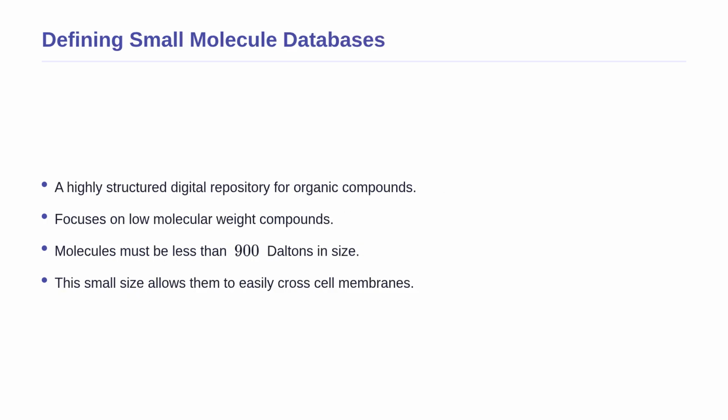Now that we understand the lock and key analogy, let us define what these digital hardware stores actually are. In computational biology, a small molecule database is a highly structured digital repository. It stores comprehensive information about low molecular weight organic compounds. When we say small, we specifically mean compounds with a molecular weight of less than 900 daltons. This specific size limit is crucial because it allows these molecules to easily cross cell membranes and interact with the biological macromolecules, or the locks, inside our bodies.